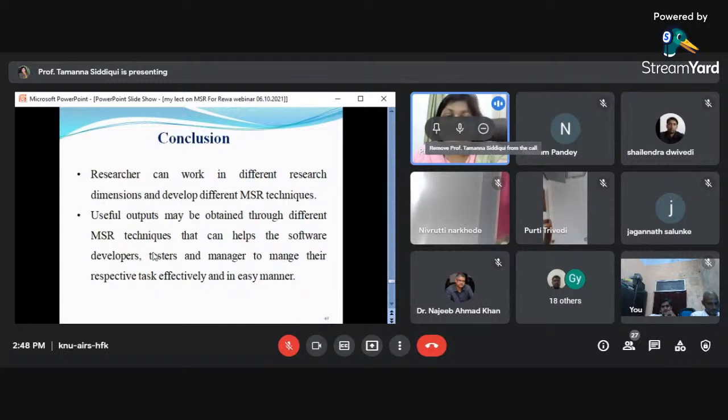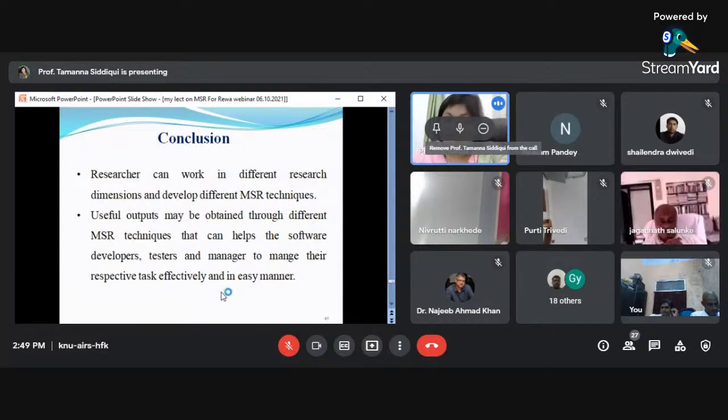Researchers can work in different research dimensions and develop different MSR techniques. Useful outputs may be obtained through different MSR techniques that can help the software developers, testers, and managers to manage their respective tasks effectively and in an easy manner.